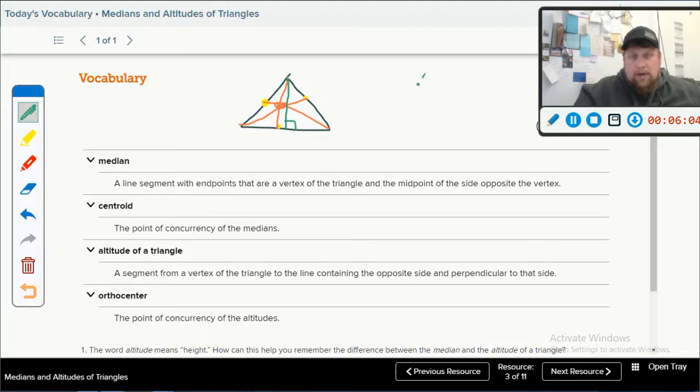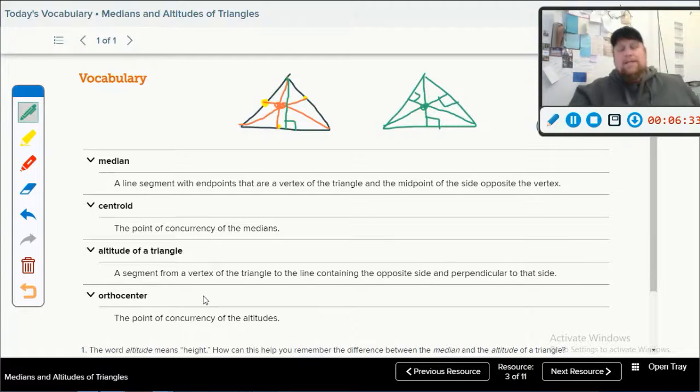So if I were to draw another triangle, right? The centroid is that point of concurrency of the medians, but if I were to draw instead three altitudes, that point of concurrency right here is called the orthocenter.